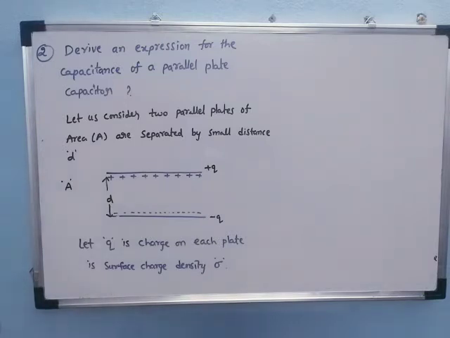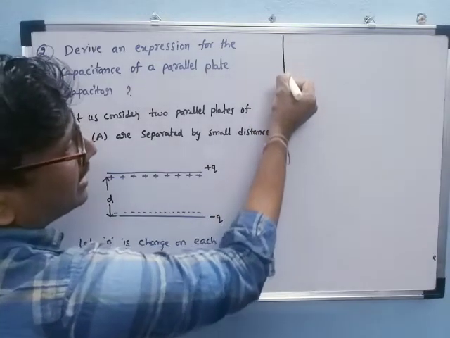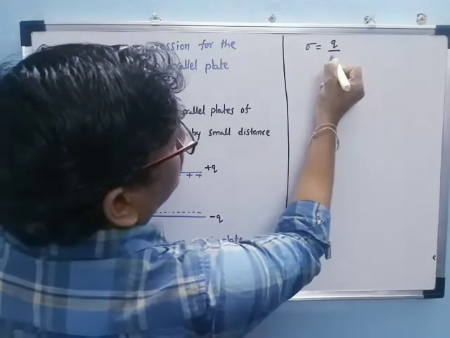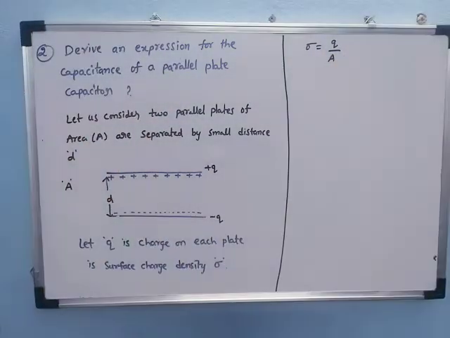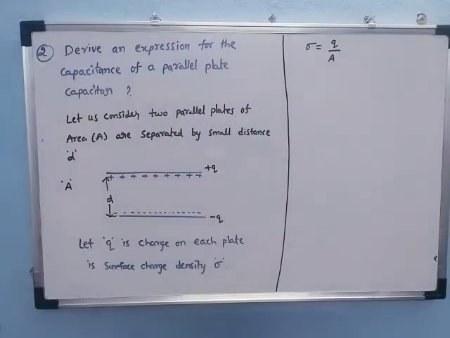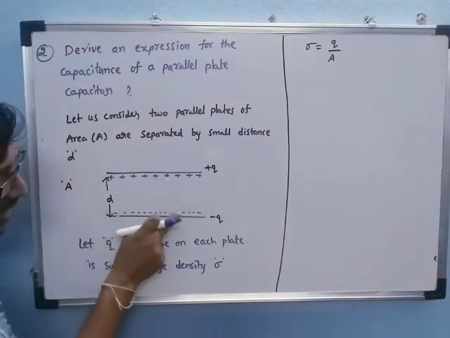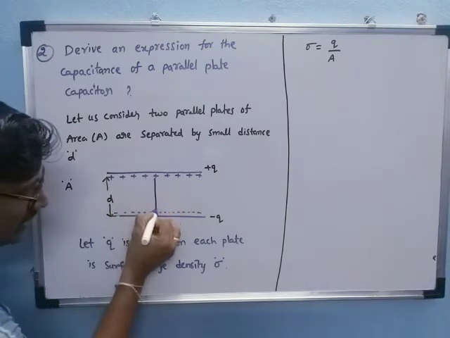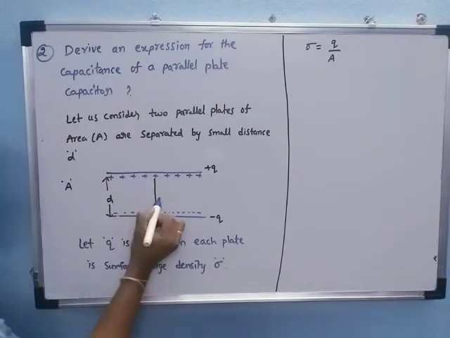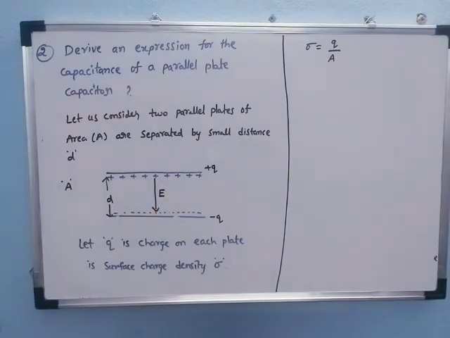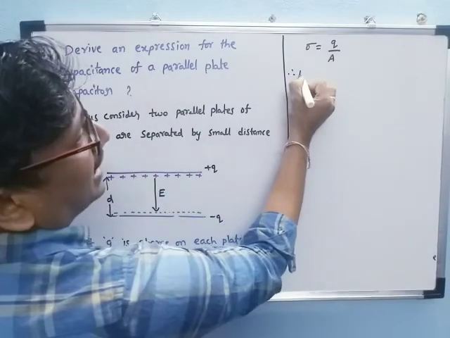The surface charge density sigma is equal to charge per unit area. We can observe that one is the positive plate and the other is the negative plate. The positive is always attracted to the negative, so the electric field between them can be stable.